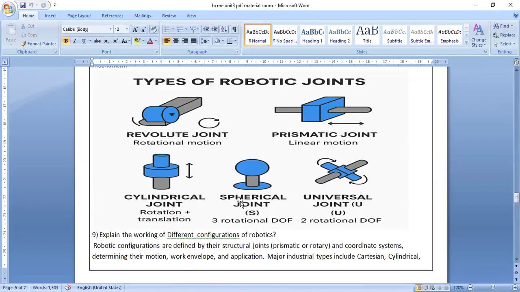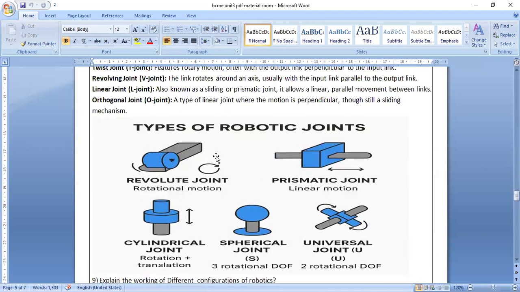Here spherical joints are there, with three degrees of freedom. Here is the universal joint, where two rotational degrees of freedom are allowed. Cylindrical is rotation plus translation: it will rotate and also move up and down. Cylindrical, spherical, and universal joints are commonly used in robots.